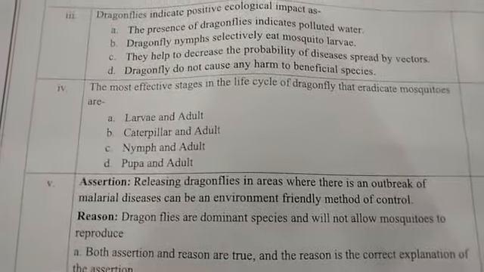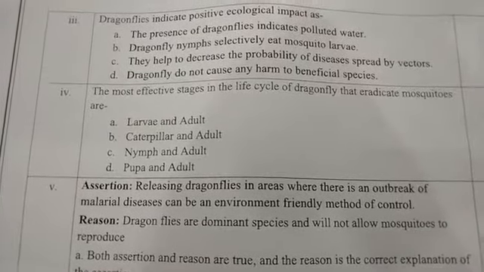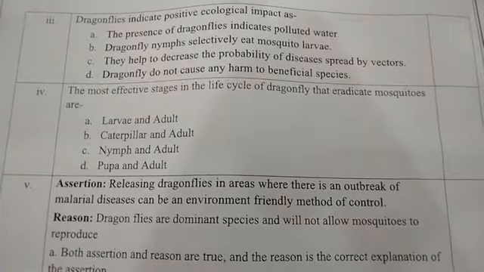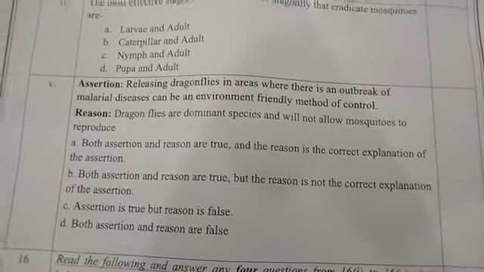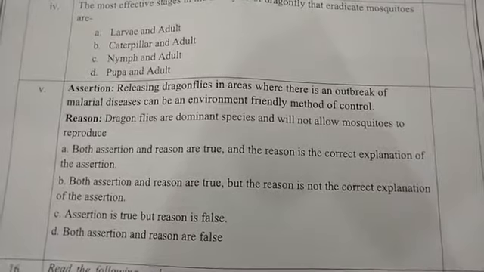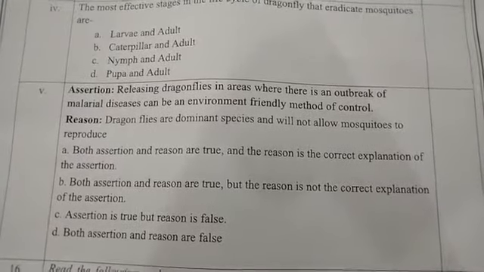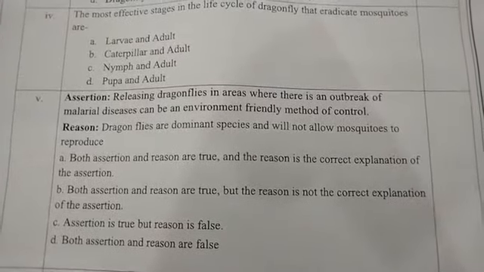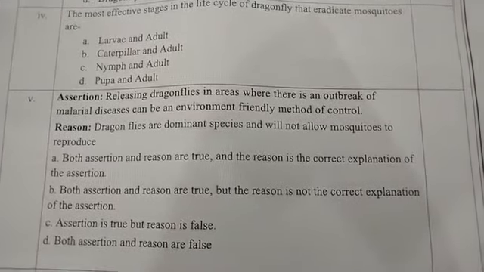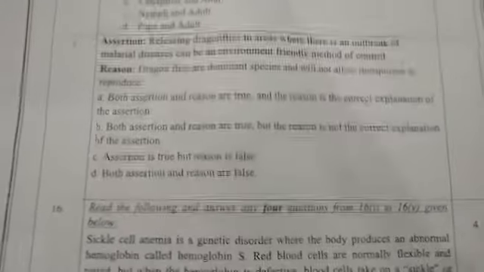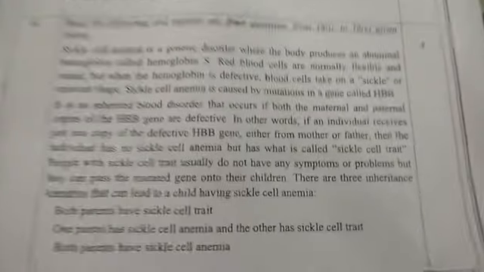Okay, and this is the fourth one. The most effective stages in the life cycle of dragonfly that eradicate mosquitoes are this. Then fifth, because you only have to answer any four. So fifth is releasing dragonflies in areas where there is an outbreak of malarial disease can be an environment friendly method of control. The reason: dragonflies are dominant species and will not allow mosquitoes to reproduce. And there are four options. Okay? Let's come to 16th question.